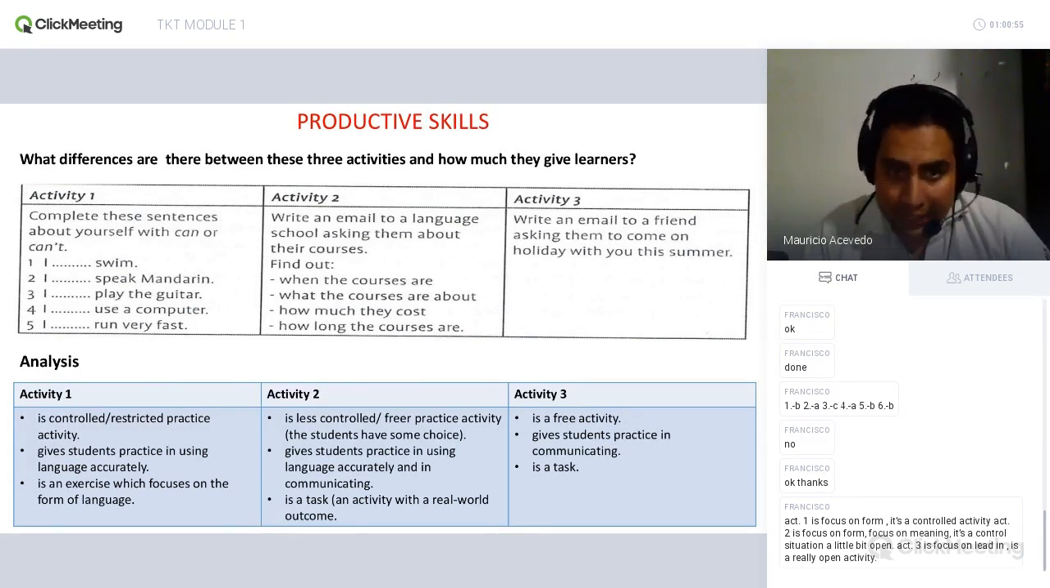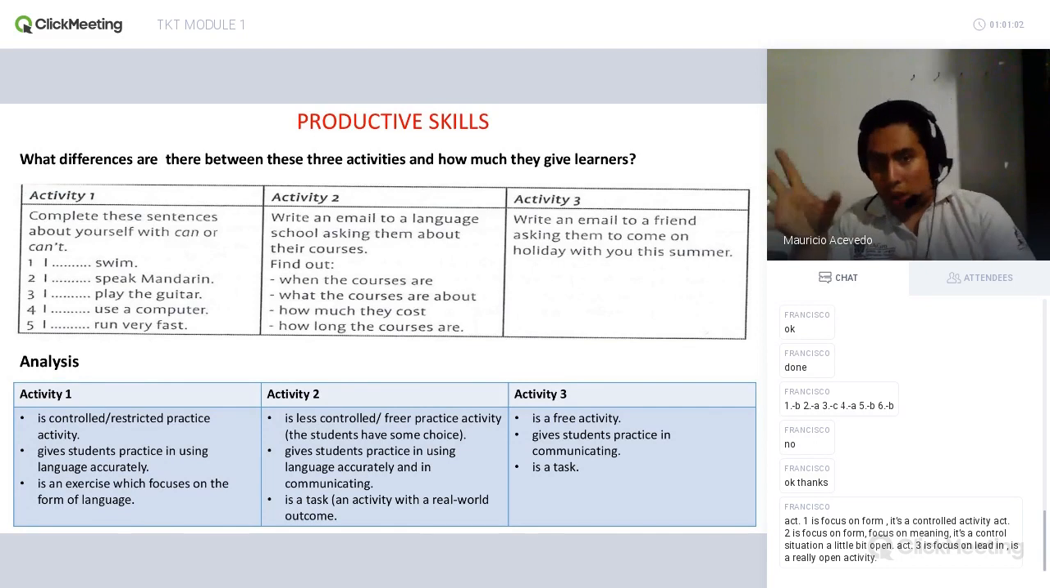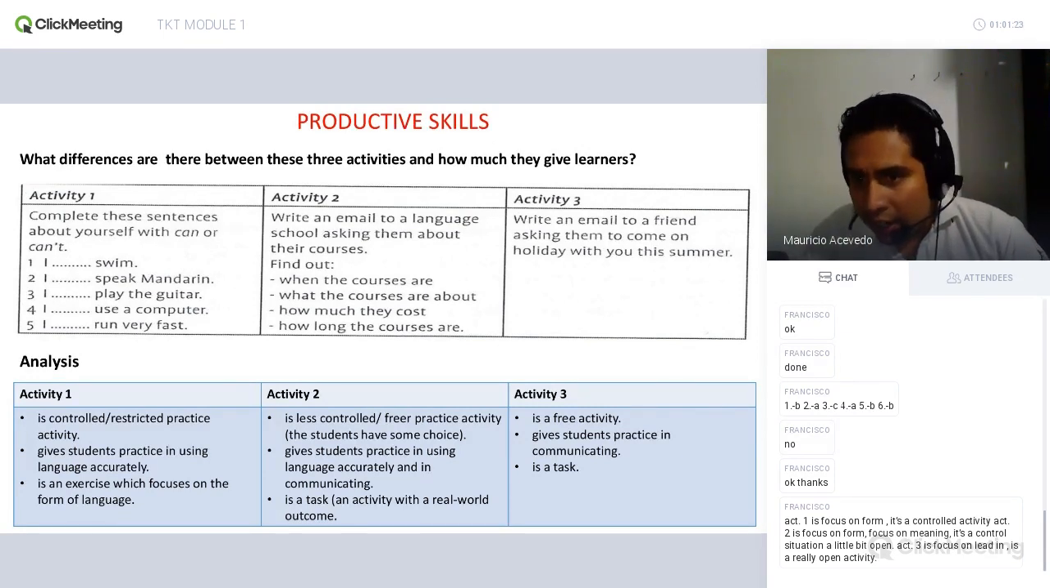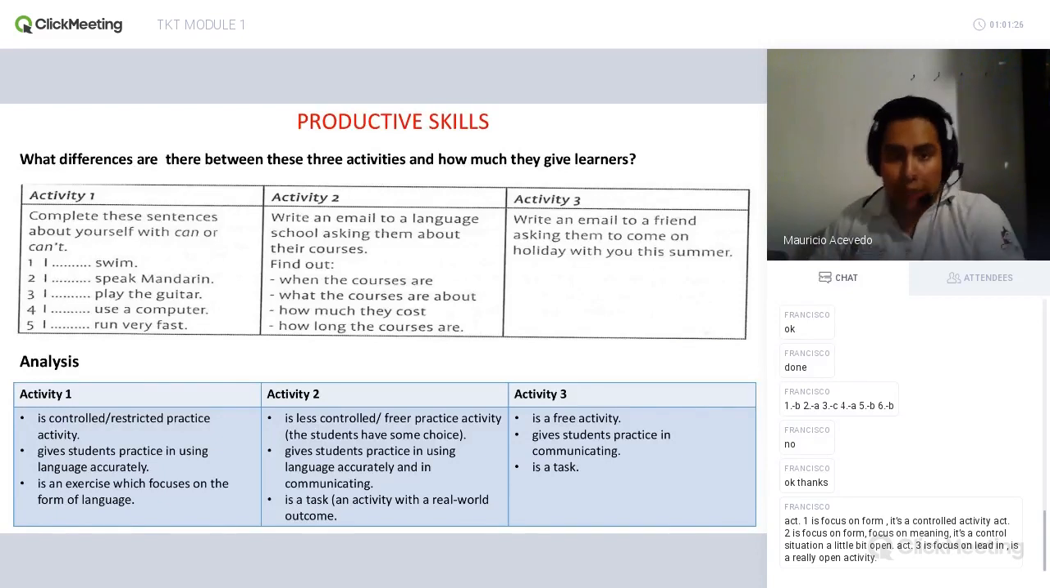Okay, number two. The second one is a less controlled, freer practice activity. The students have some choice. So as you said, it is partially free, partially controlled, and this is called freer. So we remember this word because we are going to be using it later on. Freer. It gives students practice in using language accurately and in communicating. So as you said, it is a little bit focus on form and focus on meaning: form because of accuracy, and meaning because of communication.